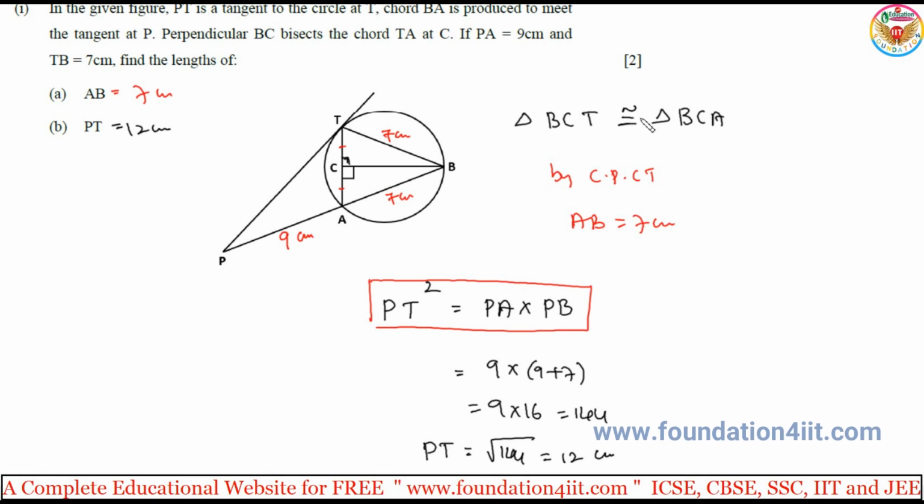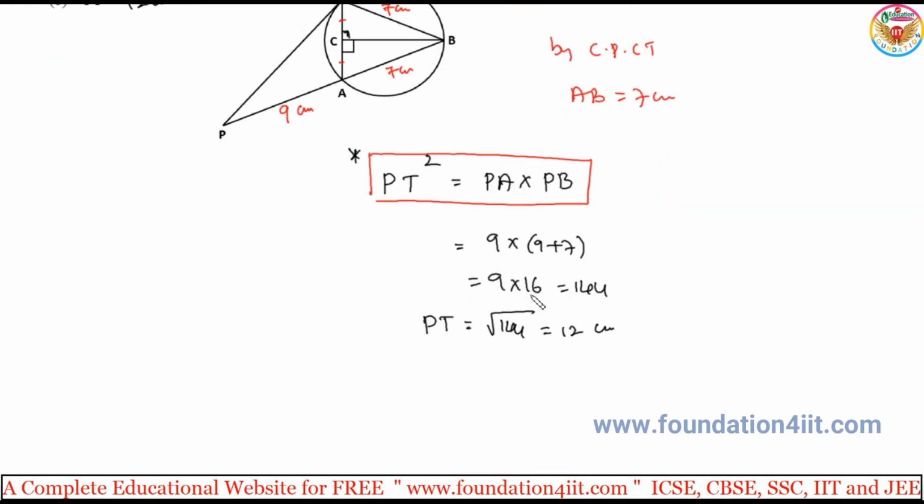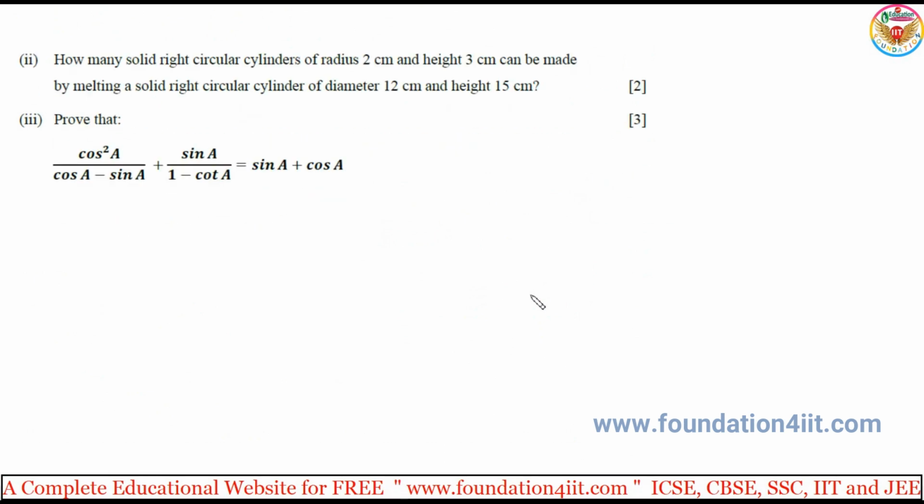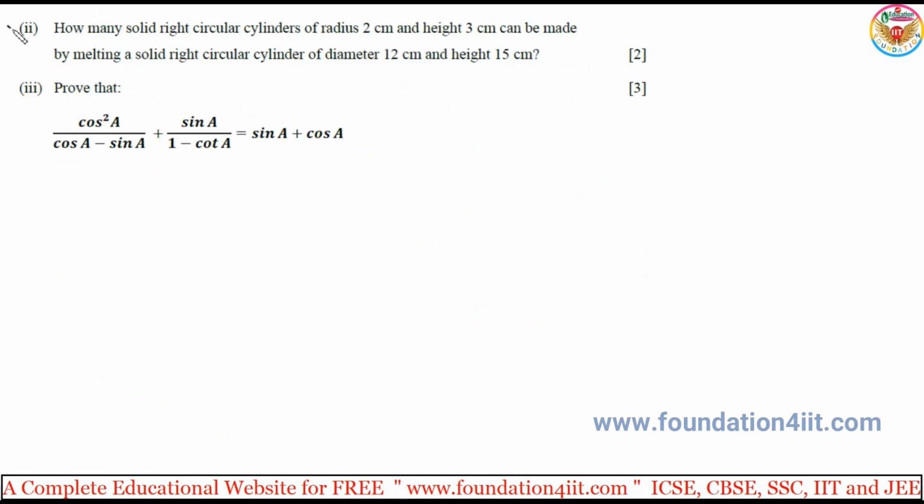This congruency rule we can apply. You can use the side angle side axiom. Then these two triangles are congruent. Then first you'll get this, and then using this formula, you'll get this PT. Because of 2 marks, now you can write easily. Right, and the next question here is the second one.